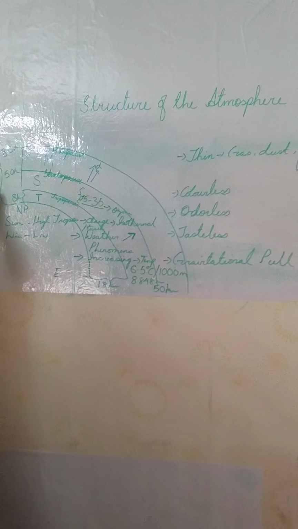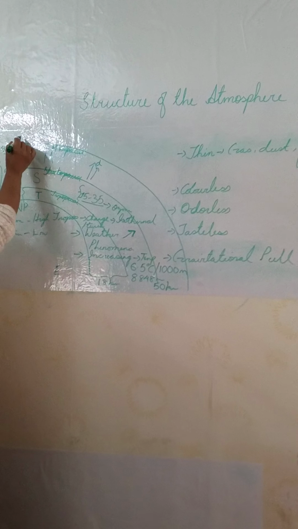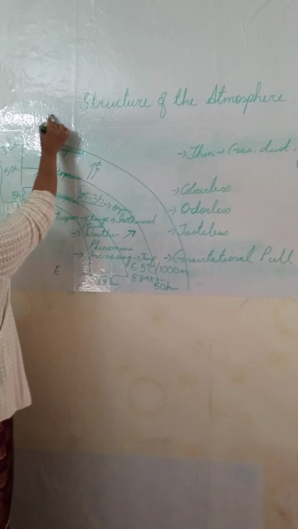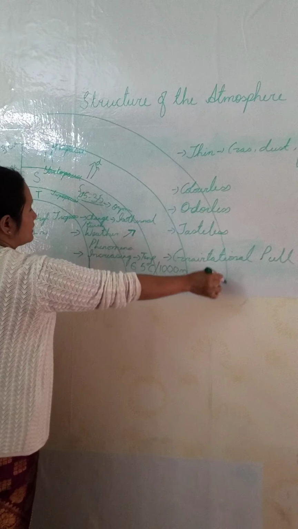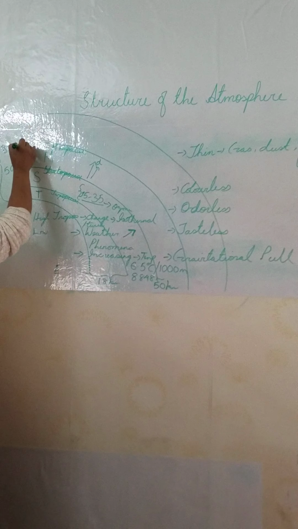Now these three layers have almost the same characteristics, with similar types of gases present. So they are all together known as the homosphere. Now beyond this, we have the next layer, which is known as the thermosphere.